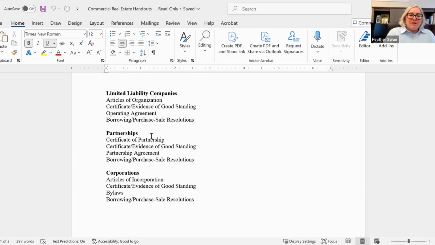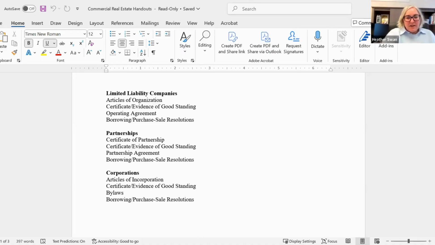So the structure follows the same as far as forming, governing, finding out the standing of the entity, and then the resolutions, right? The nomenclature is just slightly different, based upon what type of entity it is.